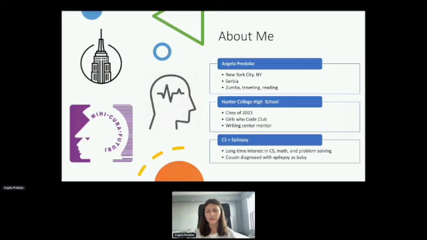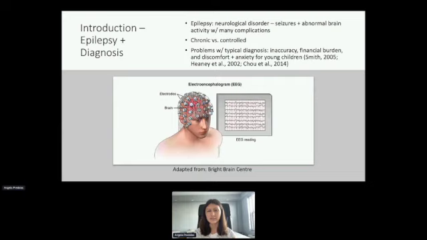And some of my school involvements include being a member of the Girls Who Code Club and a mentor for our writing center. And my project is a combination of computer science with epilepsy, because I've had a long-time interest in computer science, math, and problem solving, and I have a cousin who was diagnosed with epilepsy as a baby. So I came into Polygence wanting to learn more about these two things. I'll start with an introduction to epilepsy and its diagnosis.